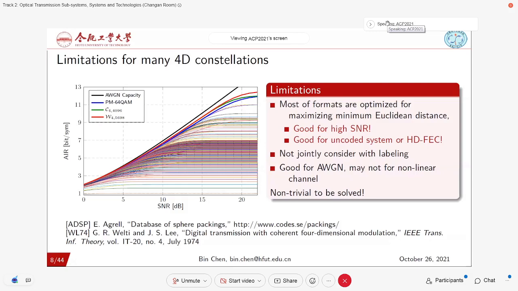And all these constellations are not jointly designed with labeling. So if you go to this website, it's only constellation points. There's no labeling. And these constellations are only good for the AWGN channel. So it's still unknown what is good for the nonlinear channel. And this research is non-trivial to be solved.